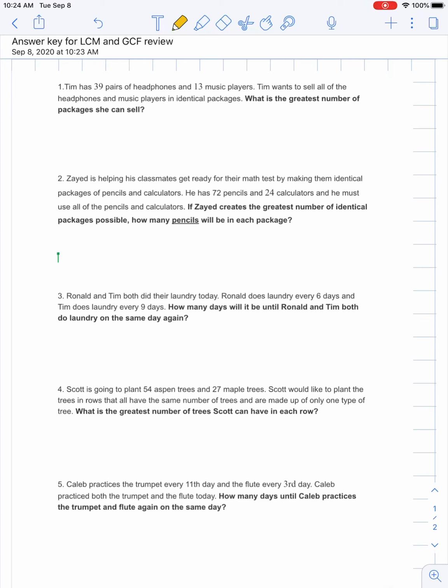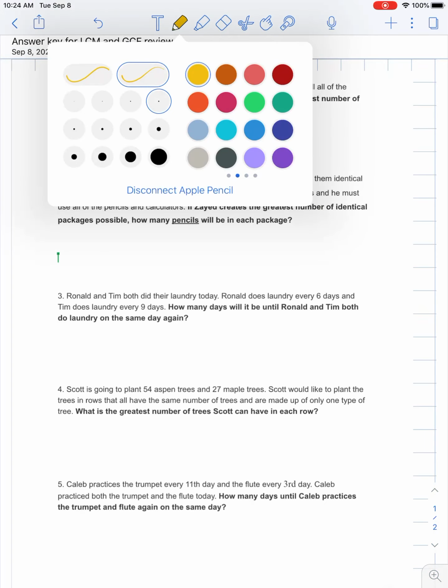So the first problem said, Tim has 39 pairs of headphones and 13 music players. He wants to sell all of them in identical packages. So what's the greatest number of packages he can sell? Well, if we're making even packages, we're going to use greatest common factor.